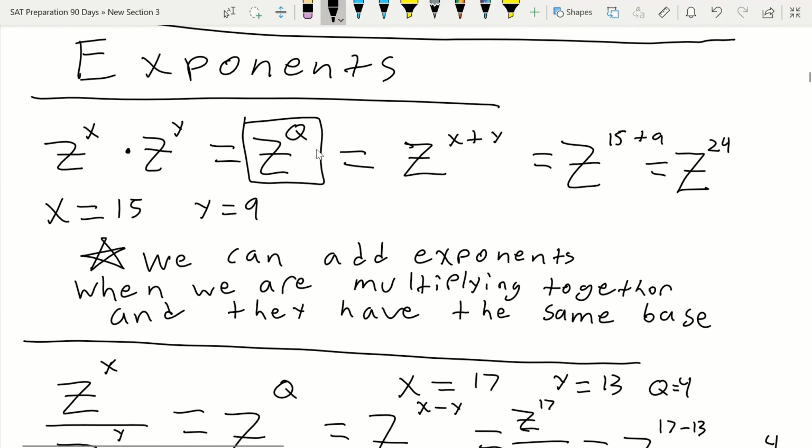All right, so then we talked about exponents, right? With exponents, if we have the same base, then there are tricks we can use. Let's say that our base is z. We have z to the power of x times z to the power of y, and that's going to give us z to the power of x plus y. So like we said, if x is 15 and y is equal to 9, then we would have z to the power of 15 plus 9, which is z to the power of 24.